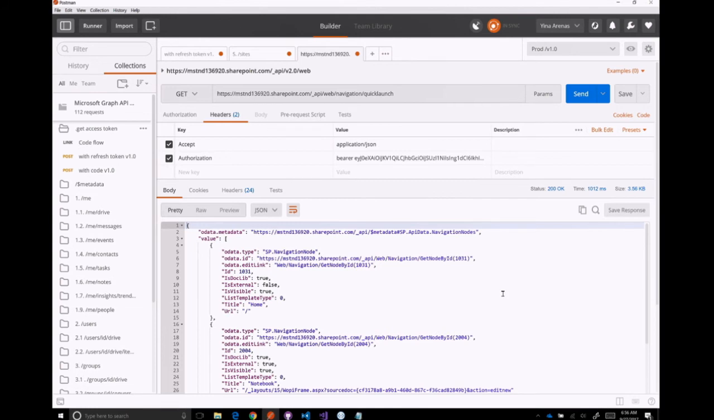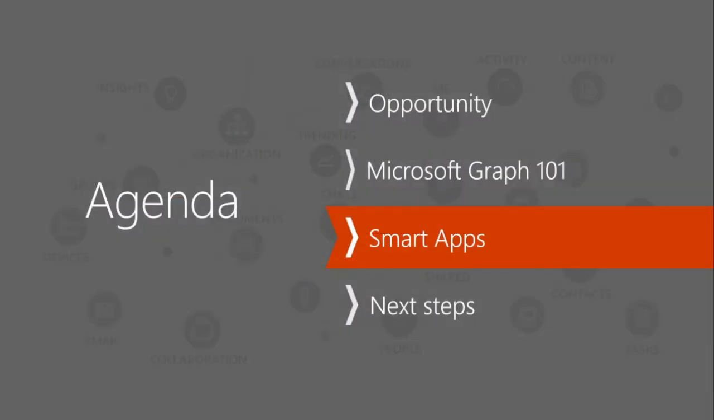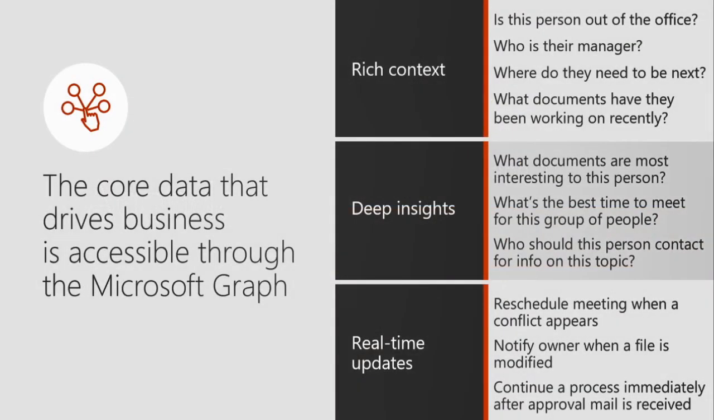OK. So that brings us to the latter part of our session. We talked about how you can get started with the Microsoft Graph. Now we're going to see two samples of our partners that have built applications on top of the Microsoft Graph. So we talked about how you can use all of this rich content, insights, and real-time updates.